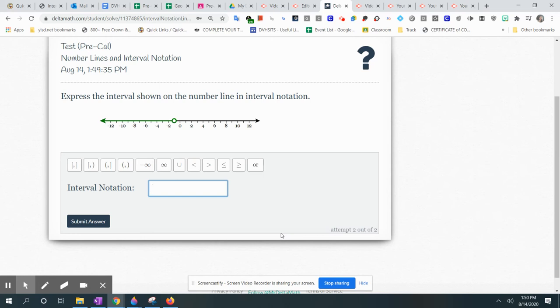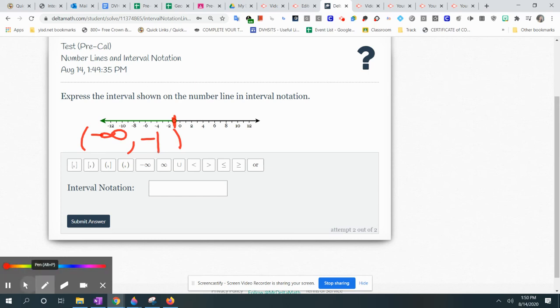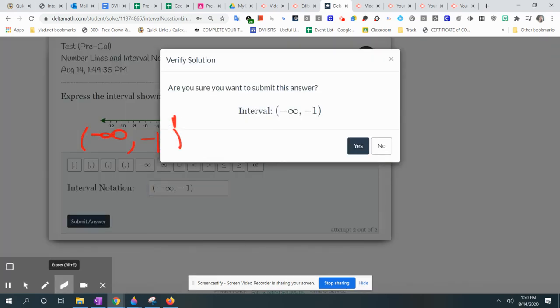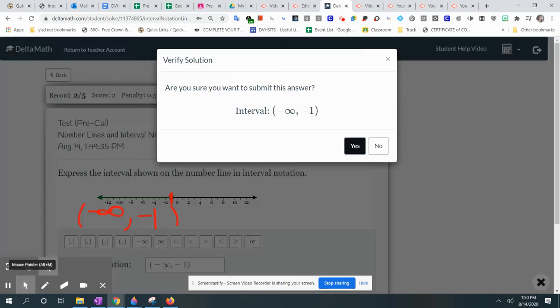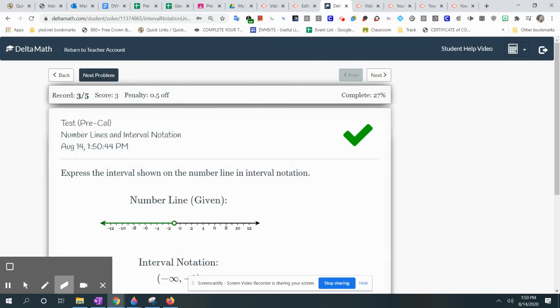Okay, so on your Delta Math, this is one of the examples that they have. If we look on here, this number here, it's showing an arrow, so it goes from negative infinity. We know we always need a parentheses on negative infinity. And then right here, we're going to need another parentheses. So we figure out what this number here is, and it is -1. So that's exactly what we put on here. We put the parentheses, we click negative infinity, then we go to the other little space and we type in -1, and then we submit answer. It asks if we want to submit the answer. We say yes, and that is correct.